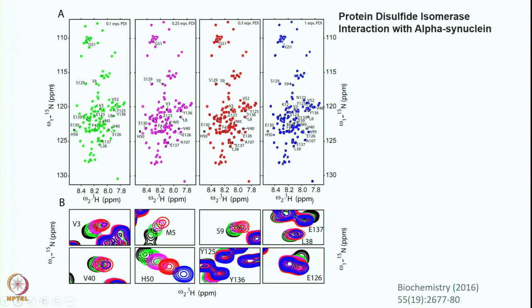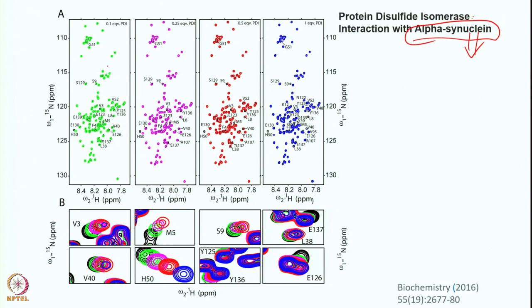Here I am showing you the interaction between two proteins. One is called PDI, protein disulfide isomerase, which is interacting with an intrinsically disordered protein called alpha synuclein. This protein is involved in neurodegeneration. So, we are titrating alpha synuclein with PDI. First, we N15 labeled this protein and PDI was unlabeled, with no isotopic label. We recorded the HSQC spectrum of this protein and then titrated with PDI.